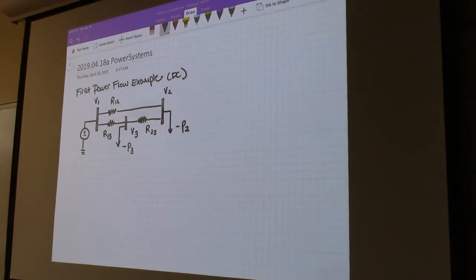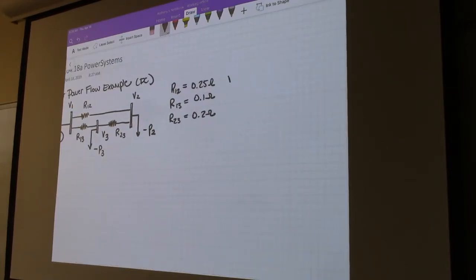And then the values, I'll quickly write them down. R12 is equal to 0.25 ohms. R13 is equal to 0.1 ohms. And R23 is equal to 0.2 ohms. V1 is equal to 1 volt. P2 is equal to 1.2 watts. And P3 is equal to negative 1.5 watts.